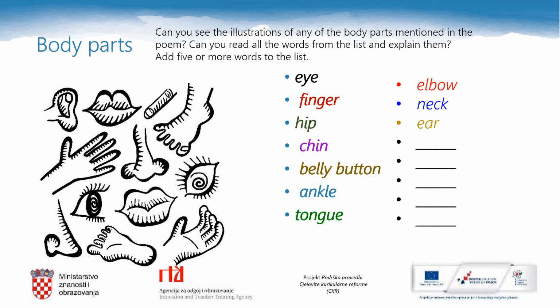Look at the illustration of the body parts. Can you remember how to name them? Can you remember which of them were mentioned in the poem? Read all the words from the list and try to explain what they mean. Add 5 or more words to this list. Please pause the video and copy the list into your notebook.